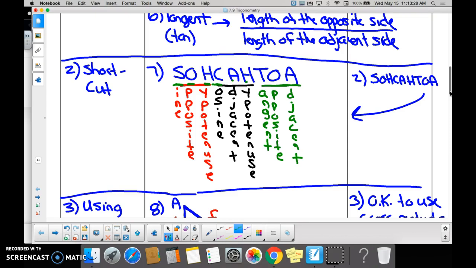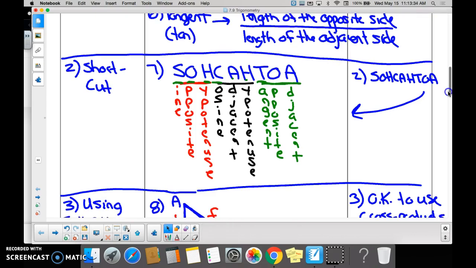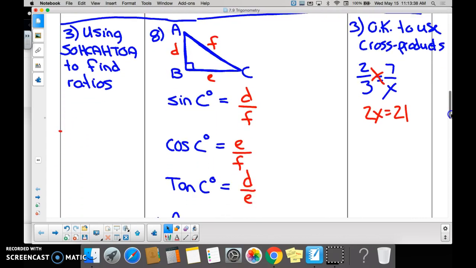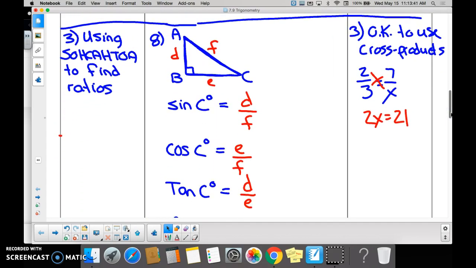So it's like a fraction, right? And then this one is what? Tangent. Means opposite over adjacent. Excellent. So number 3, using SOHCAHTOA to find ratios, we asked you for the sine of C. So here's C, yes, no? Okay, and sine would be SOH, right? So opposite, which is what? D. And hypotenuse is F. So here's our answer, D over F, right?